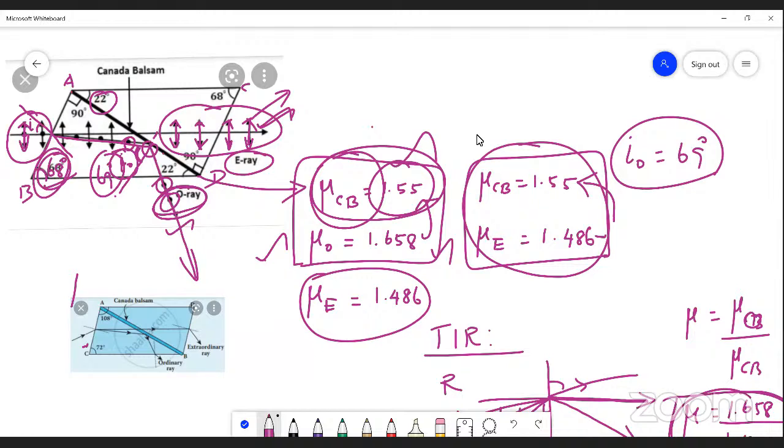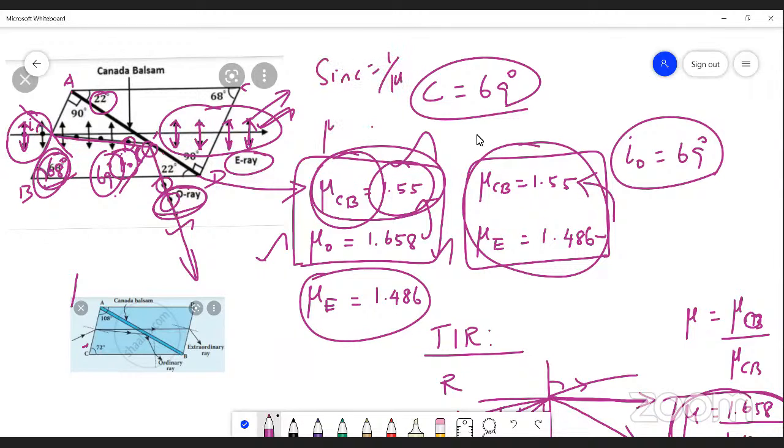With these values, I want to calculate the critical angle. The critical angle is equal to 69 degrees. The formula is sin C is equal to 1 divided by mu, so mu is equal to 1 divided by sin C. So the critical angle is equal to 69 degrees. On the basis of Brewster's law, just consider this: sin C is equal to 1 divided by mu.